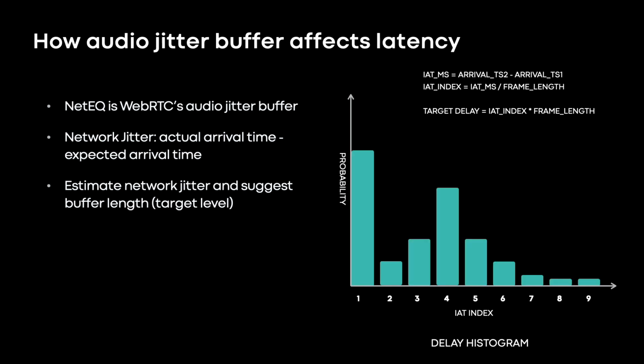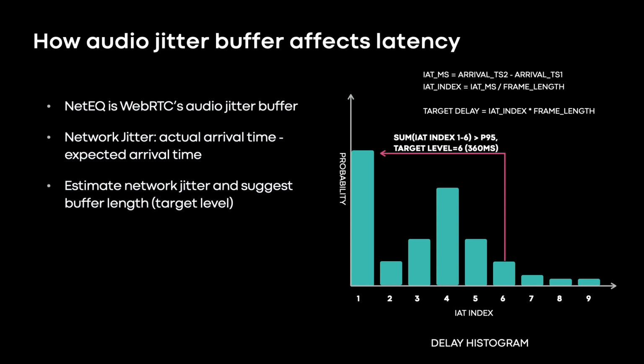When there are enough packet arrivals, we are going to have a delay histogram like this. This is a distribution of the inter-arrival time. One bucket means the probability for a packet to arrive within this time. With enough samples, NetEQ is going to estimate the target delay the jitter buffer wants to hold to cover 95% of the packet arrival time.